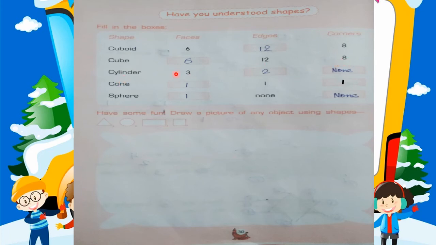Okay, next figure is cylinder. So in a cylinder, how many faces? 3 faces. How many edges? 2 edges. Okay, and how many corners? No, there are no corners in a cylinder.